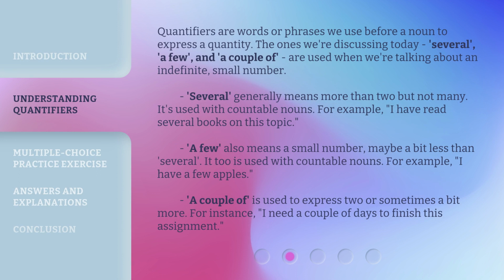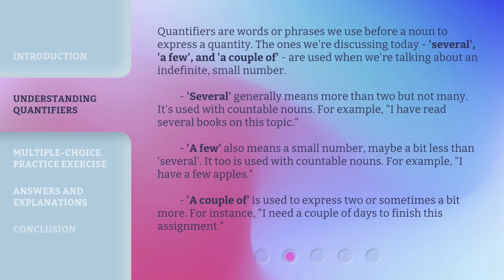Quantifiers are words or phrases we use before a noun to express a quantity. The ones we're discussing today, several, a few, and a couple of, are used when we're talking about an indefinite, small number. Several generally means more than two but not many. It's used with countable nouns. For example, I have read several books on this topic.